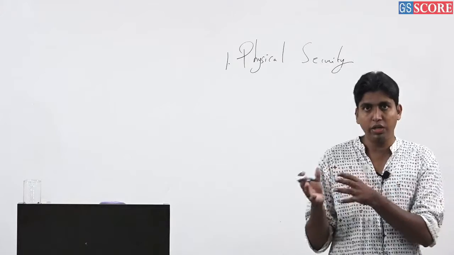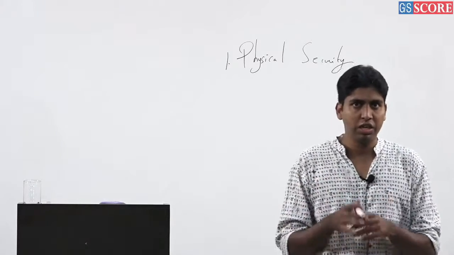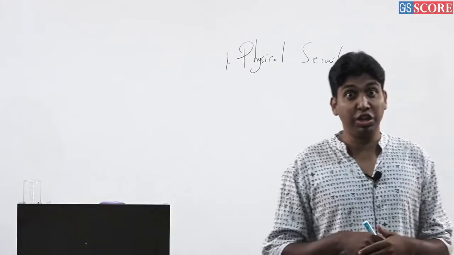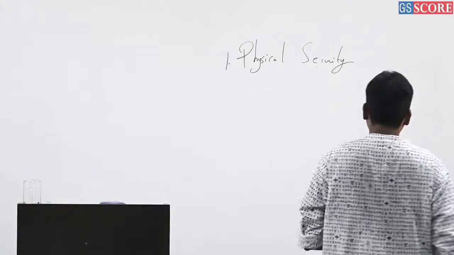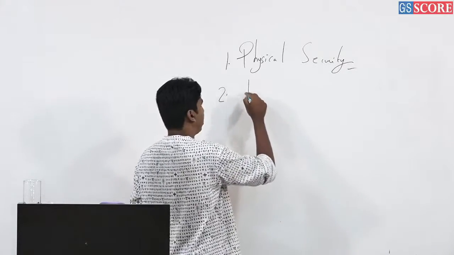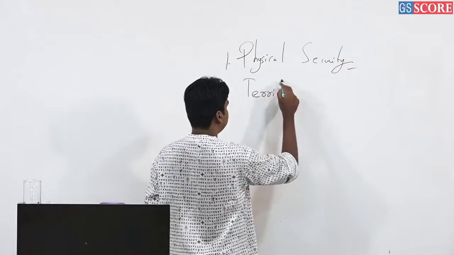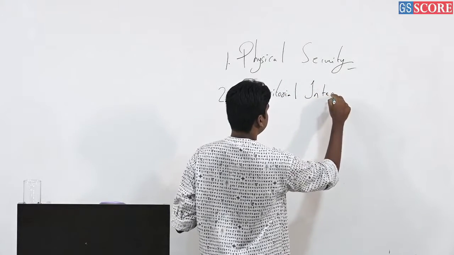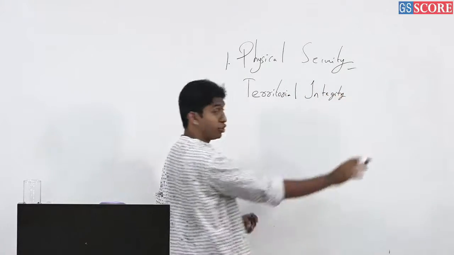We will look into it in detail in later classes. Non-state actors, such as terrorism, are all part of physical security. Then the second is territorial integrity.